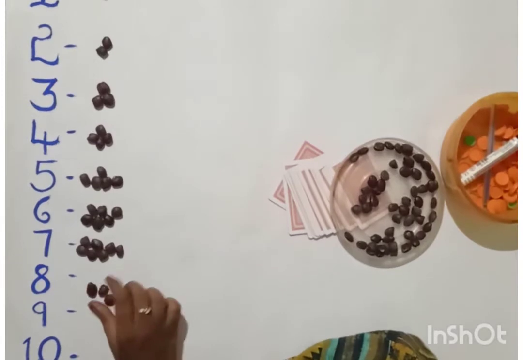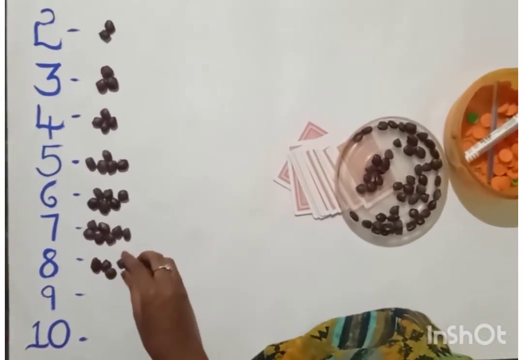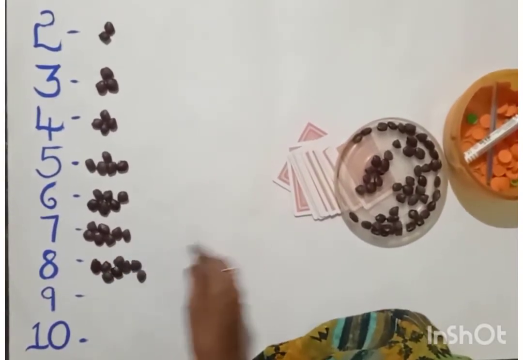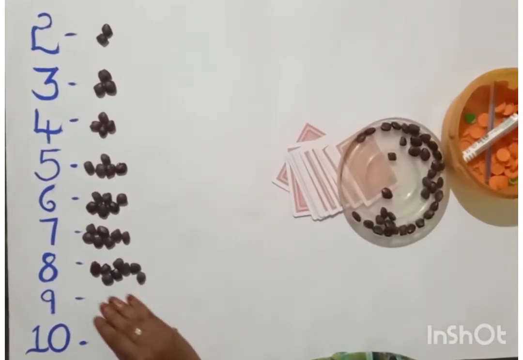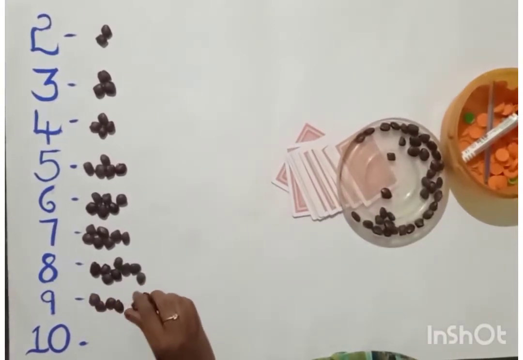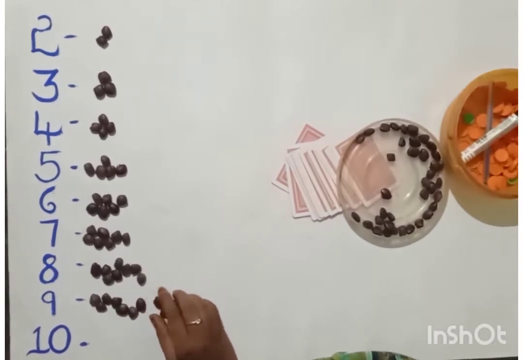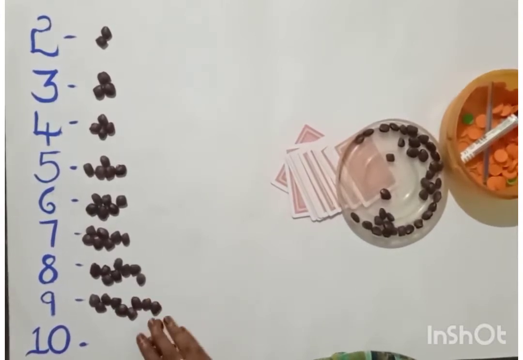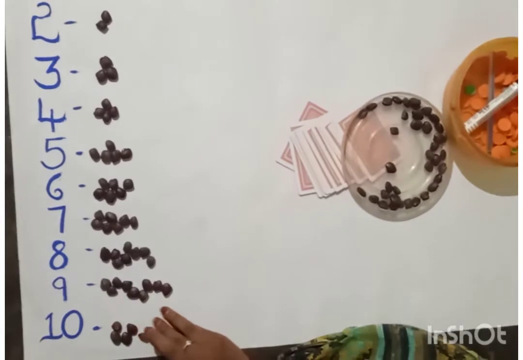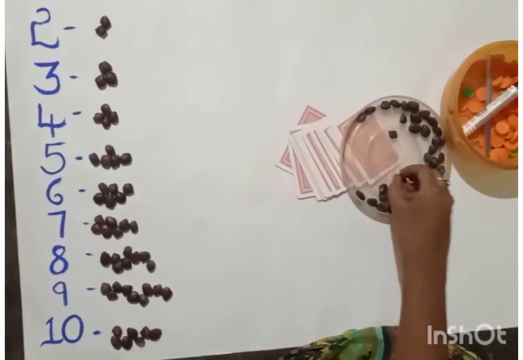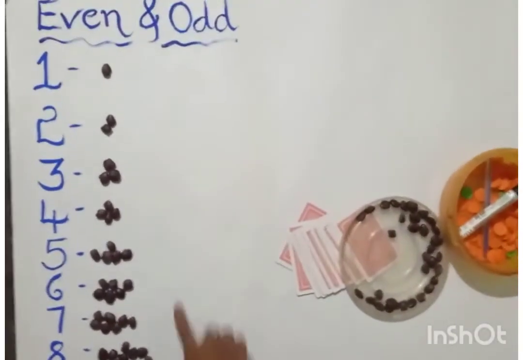6, 7. See, 1, 2, 3, 4, 5, 6, 7, 8. Then let's take 9. Right. So now our numbers are ready with tamarind seeds.